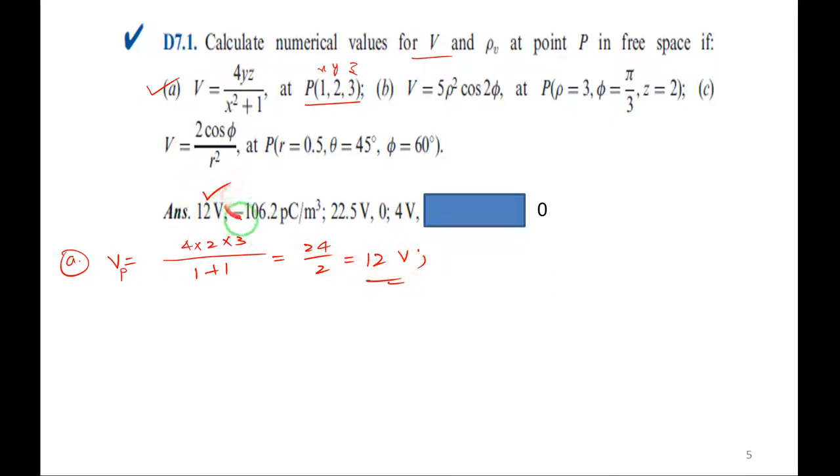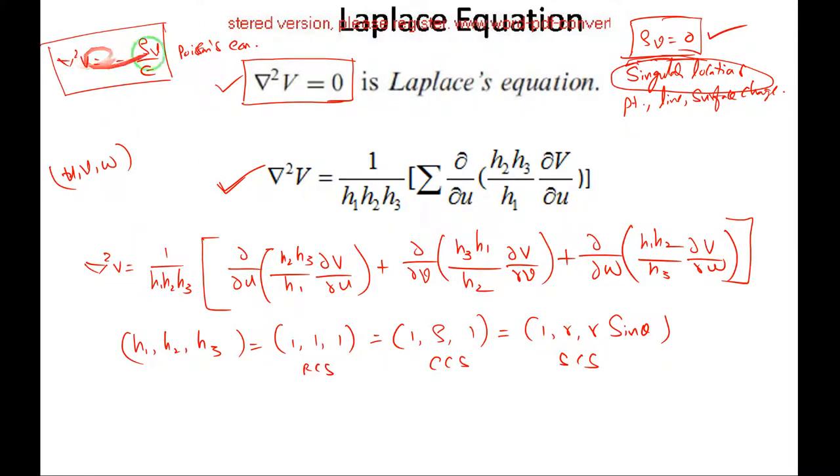So the first is over. Next we will calculate the volume charge density rho v at point P. How do we calculate this? We will make use of Poisson's equation: del square v is equal to minus rho v by epsilon. So we will calculate del square v and multiply by minus epsilon, and we will get rho v here.